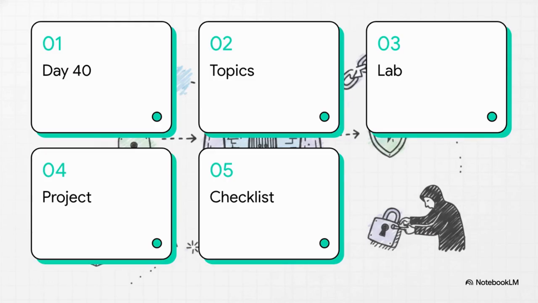Here's our roadmap for today's explainer. First, welcome to day 40. Second, the 4 core escalation vectors. Third, entering the escalation lab. Fourth, the Windows Priv-Esc project. And finally, your ultimate escalation checklist.